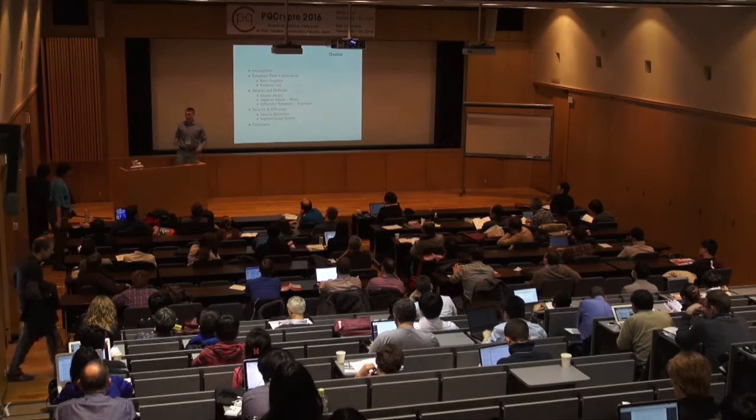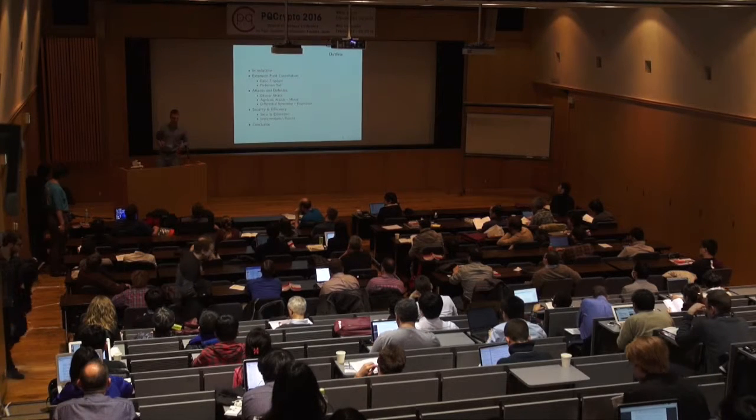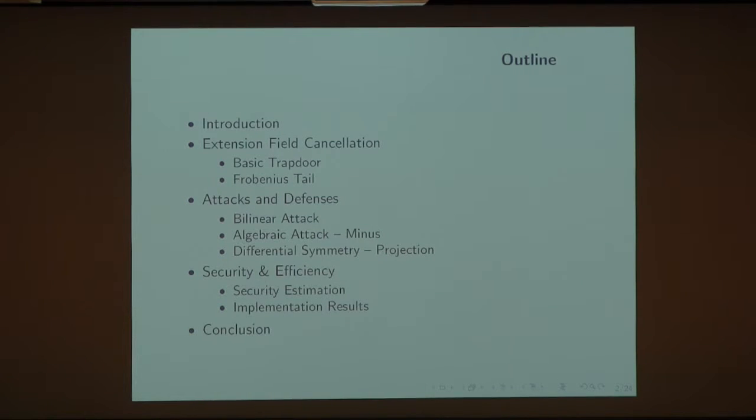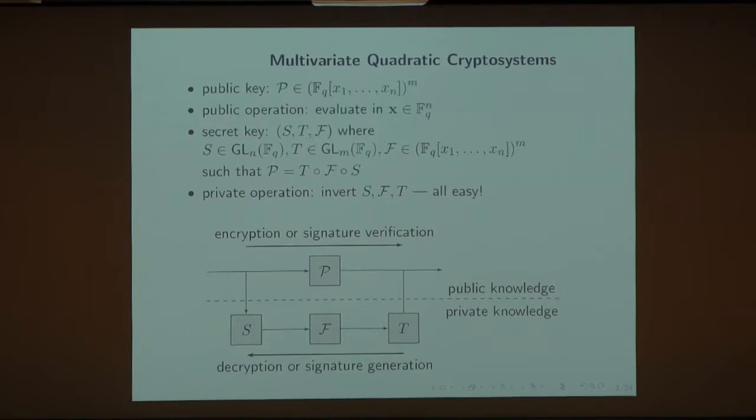So a quick outline. First, I'm going to recap shortly on what MQ really is. Then I'm going to introduce the trapdoor and cover the attack that comes with the trapdoor and other attacks which we also defend against. And then quickly I will estimate security and show some details of the implementation.